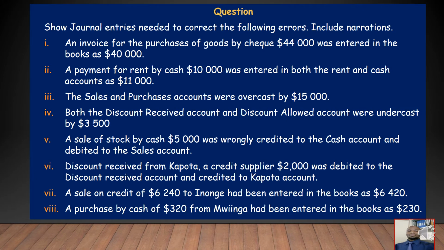We get back to the question. So part 3 and 4 of this question deals with the error of compensation. Part 3 says, the sales and purchases accounts were overcast by $15,000. How was this error made? Let's take a look at the ledger account.